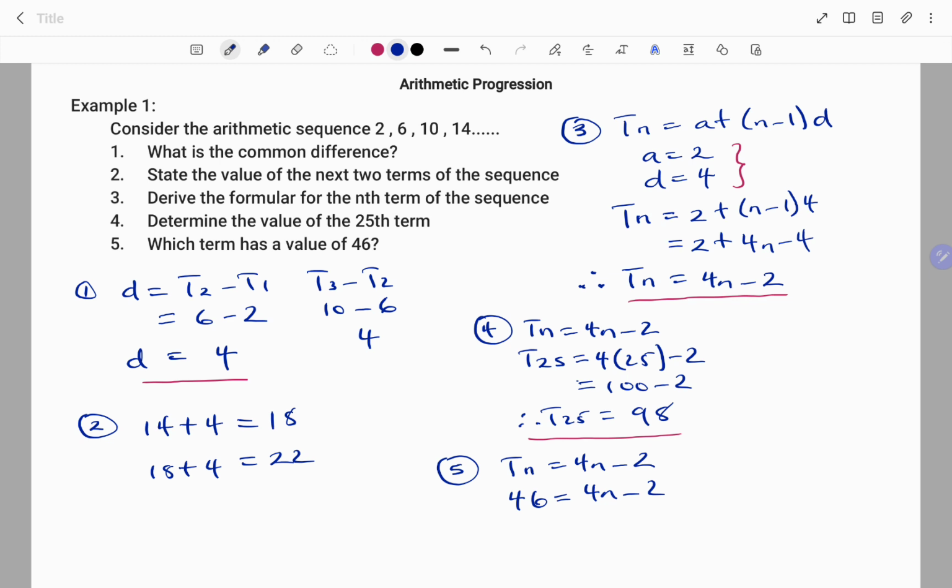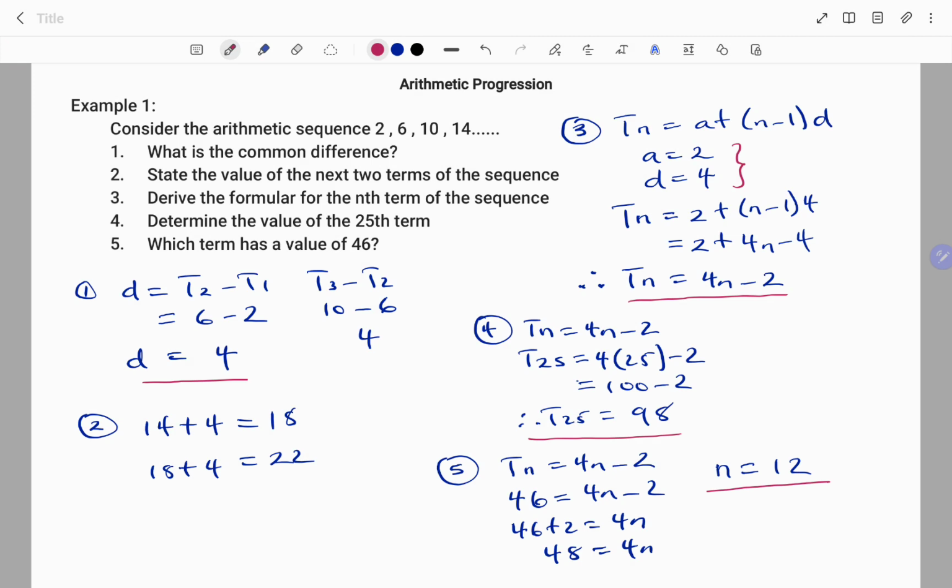Using the balance method, we add 2 to both sides. We have 46 plus 2 equals 4n. This will give us 48 equals 4n. And dividing both sides by 4, we are going to have n equals 12. Thus, the 12th term is going to give us 46.